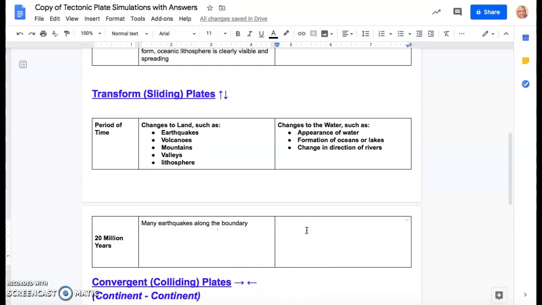In terms of the water, we could say the direction of the river begins to change, mostly because the plates are moving, right? And it eventually changes its course. And you could actually say the old course becomes an abandoned riverbed. Okay, so I would add that to my data table.